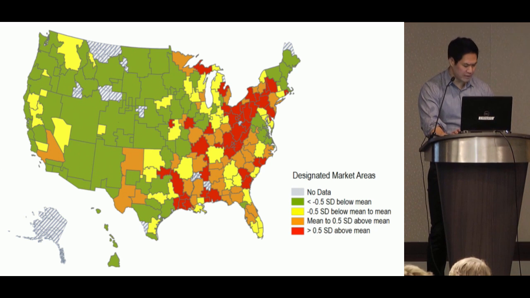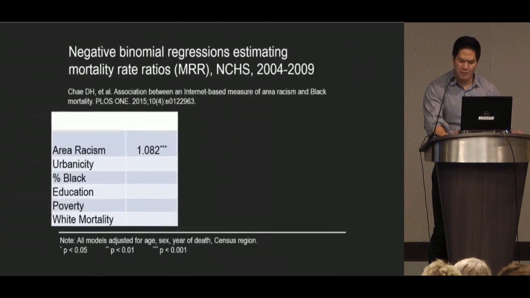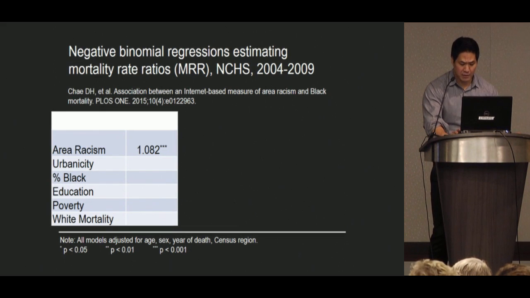And leveraging big data, combining searches across multiple years still yields a pretty good signal-to-noise ratio. And what we found was that each standard deviation increase in this Google search-based proxy of area racism was associated with an 8.2% greater black mortality rate. This translates into roughly 30,000 excess black deaths per year.